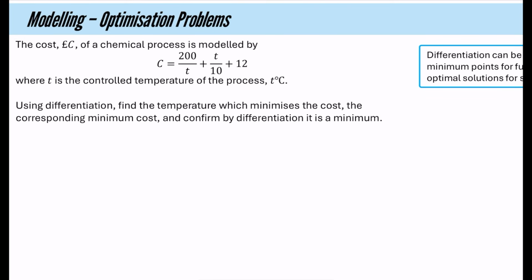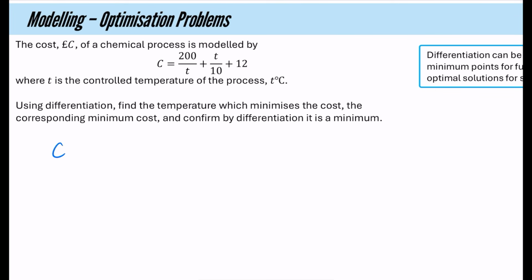So the cost, C pounds, of a chemical process is modeled by this equation, where T is the controlled temperature of the process in degrees Celsius or centigrade. Using differentiation, find the temperature which minimizes the cost, the corresponding minimum cost, and confirm by differentiation it is a minimum. So we want to make this chemical process as cheap as possible. So we will try and make the temperature a particular temperature to keep this process as cheap as it can be.